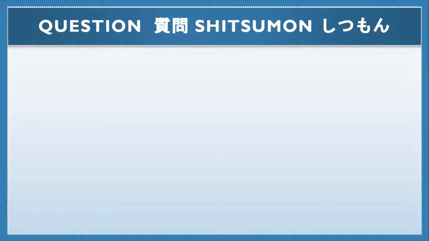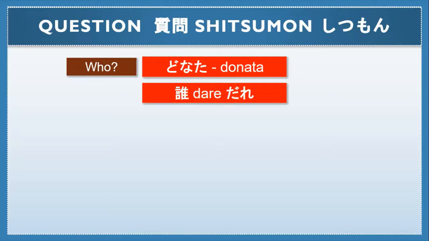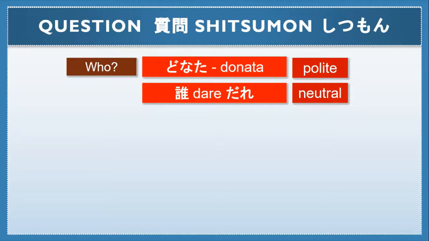Question in Japanese is 質問, shitsumon. And shitsumon, who? Who in Japanese is どなた, donata, and 誰, dare. Donata is a polite form, and dare is neutral. Now let us look at how they are used in a sentence.